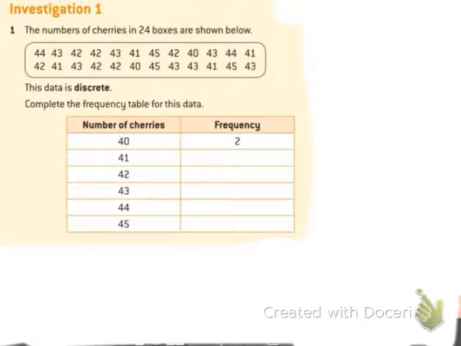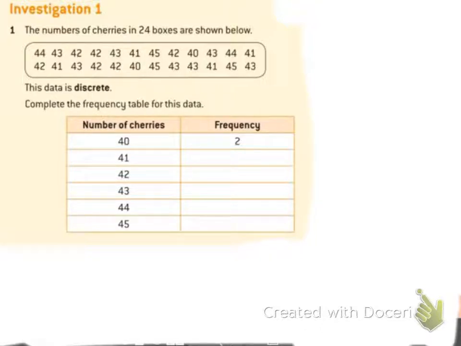So in this particular problem, we're going to talk about the number of cherries in 24 boxes that are shown below. So we've got some boxes of cherries, someone went out and counted them all. This data, as they say, is discrete because there are 44 in one box, 43 in another box, 42 in another box. And so what they want you to do is create a frequency table. A frequency table, guys, is just how many times do 40, 41, 42, 43, 44, and 45 show up. Now, there's a couple of different ways we could do this.